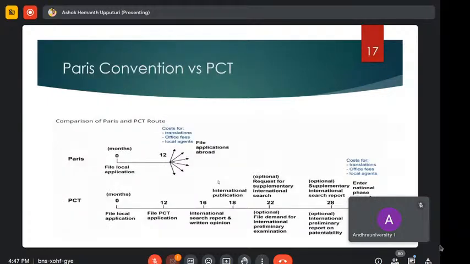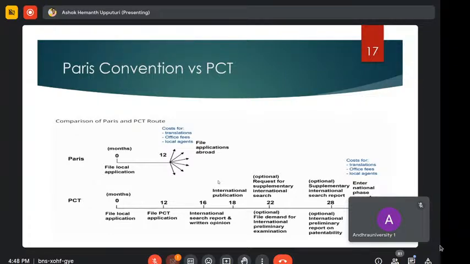So here, if you want to protect your IP in different countries, you can go for PCT, Paris, or regional. Actually, you are postponing costs for translations, office fees, and local agents when compared to the Paris Convention. And the first application you file in your local country. For example, you are filing in India. So that is your priority date. So basically, Paris or PCT, what it does is protect your priority date.